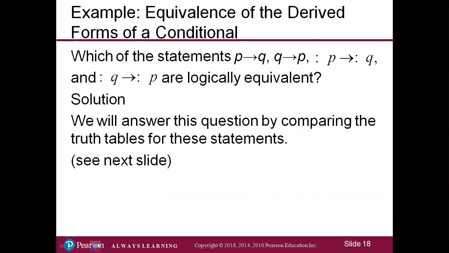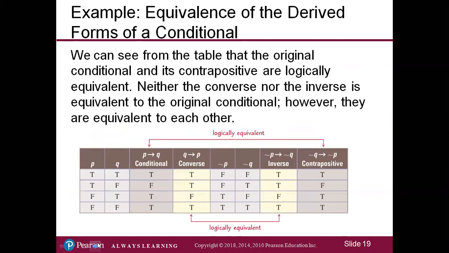We will answer this question by comparing the truth tables for these statements. We can see from the table that the original conditional and its contrapositive are logically equivalent. Neither the converse nor the inverse is equivalent to the original conditional. However, they are equivalent to each other. So using the truth table, you can see that the truth table results for the conditional match the truth table results for the contrapositive, and the truth table results for the converse match the truth table results for the inverse.